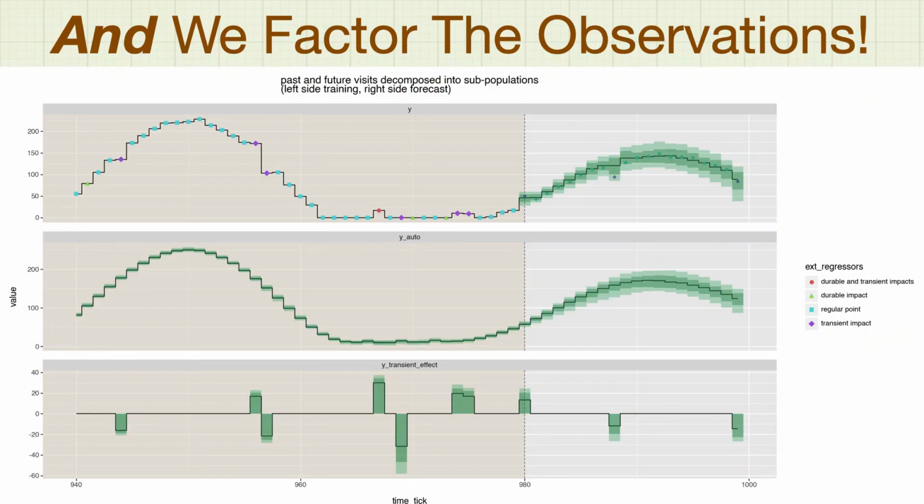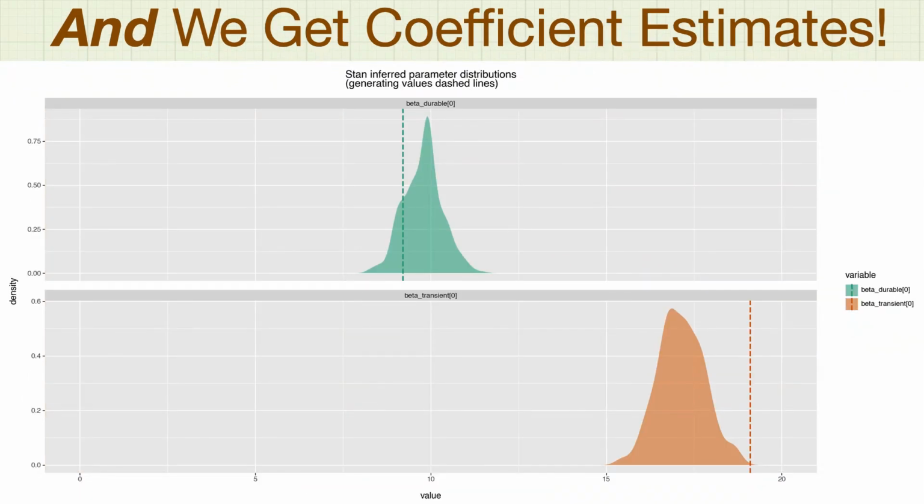So the training data is only the top left panel. The forecast is only the top right panel. A good modeling system such as Prophet or Stan gives you 4 more panels: past unobserved state, past external impacts, future unobserved state, future anticipated external impacts. And we get coefficient estimates.